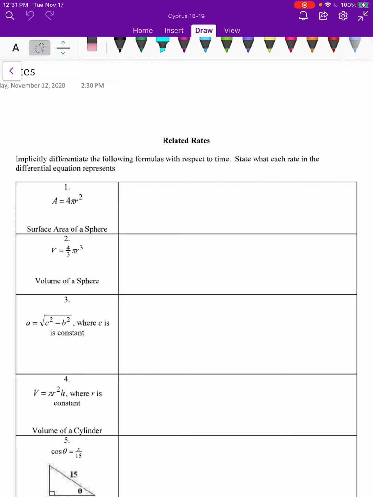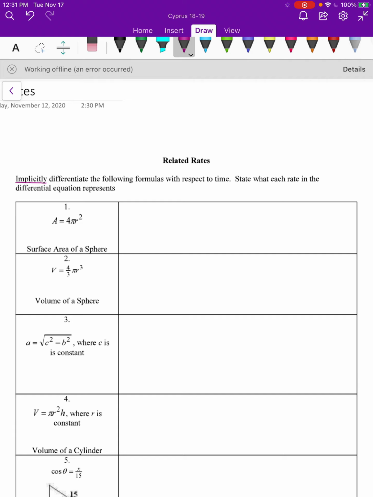Okay, section 4.2 is really long, so be prepared. This is going to be 2 videos, but we're talking about related rates. We just finished talking about implicit differentiation, where we treated y as a chain rule. When we do related rates, we're actually doing implicit differentiation again, but with respect to time. So what does that mean?